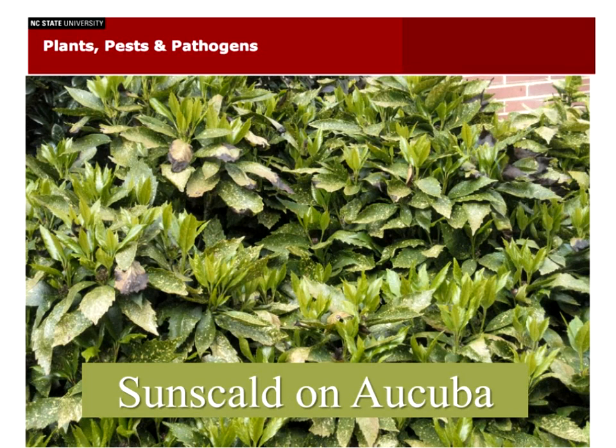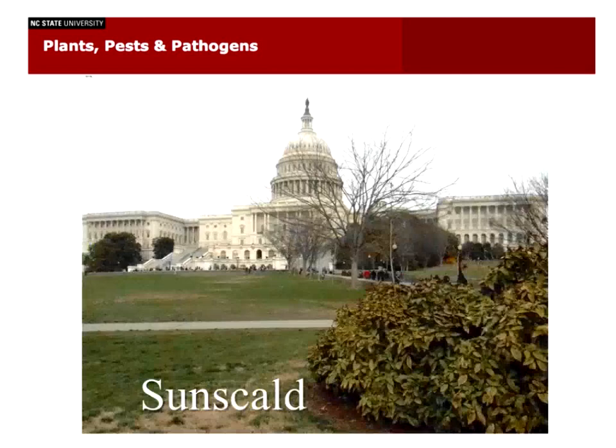Most of you are probably familiar with the fact that aucuba gets sun scald, these black areas on the leaves, if it's not in sufficient shade. And I saw a case of that in April. This was a group that went to Washington the first Saturday of April, and there was sunscald on the aucuba there, right in the shadow of the Capitol, but not enough shade.